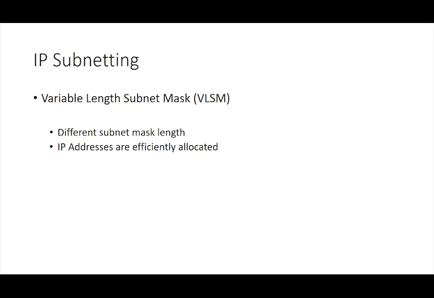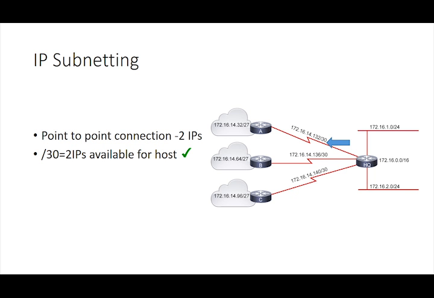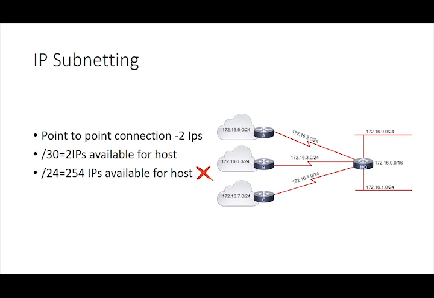One of the benefits of VLSM is that the IP addresses can be more efficiently allocated to each subnet. For example, a point-to-point connection only needs two IP addresses, one for each of the two devices. Therefore, creating a /30 subnet, which creates a subnet with only two hosts, makes a lot more sense than using a /24 subnet where 252 of the 254 available IP addresses will never be used.